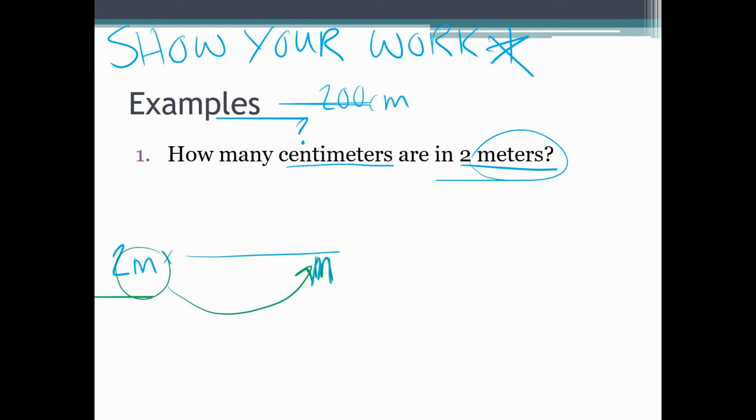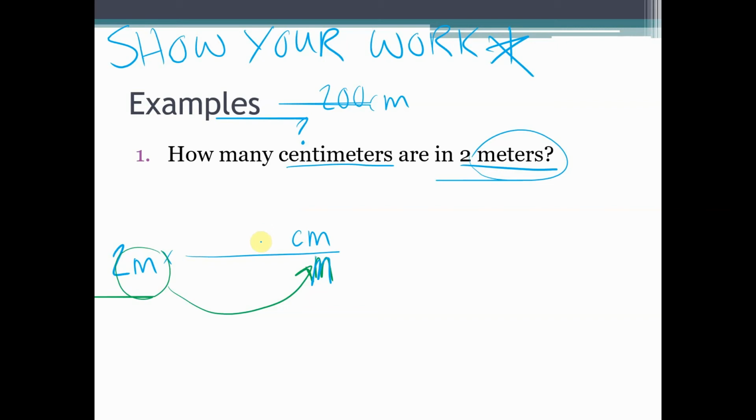From meters, we can get to any other unit of length. We can go to kilometers, micrometers, hectometers. There are a lot of different ometers, but we're looking for centimeters. So since we're trying to find centimeters, we're going to put centimeters in the top. And now we can fill in our numbers.